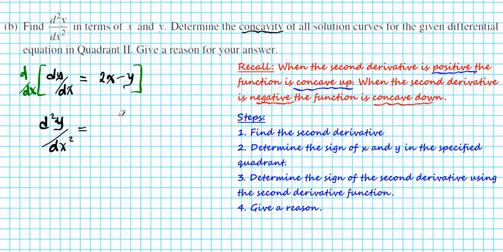On the right side, let's go ahead and differentiate implicitly. When you differentiate 2 times x, factor out the 2. If you differentiate x, you have 1.